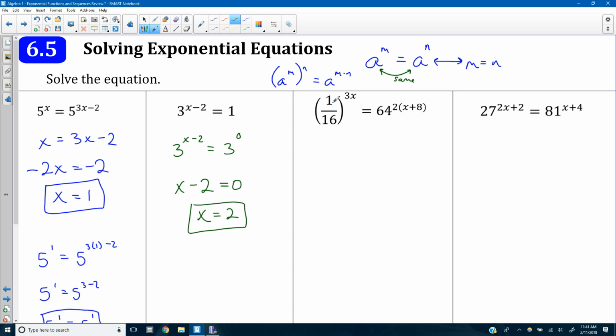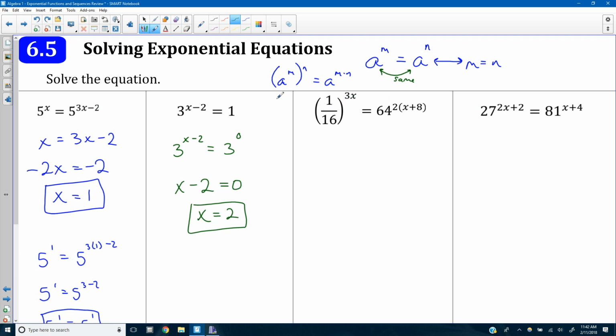Okay, this problem starts to tie into these properties right here. So, 1 over 16 to the 3x power equals 64 to the 2 times x plus 8 power. This is all an exponent up there. What I need to do is make this power match this power, or make this base and this base match.